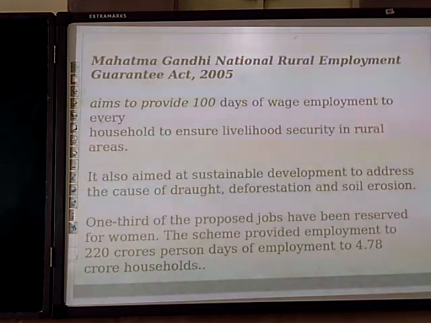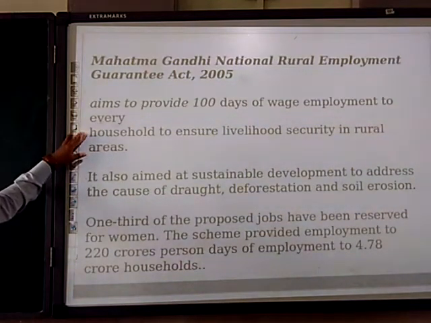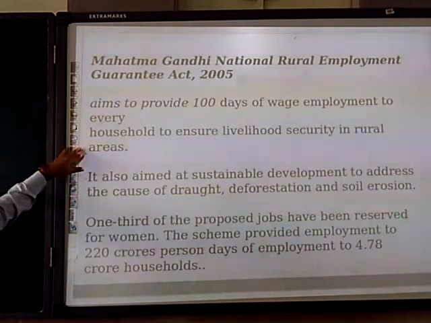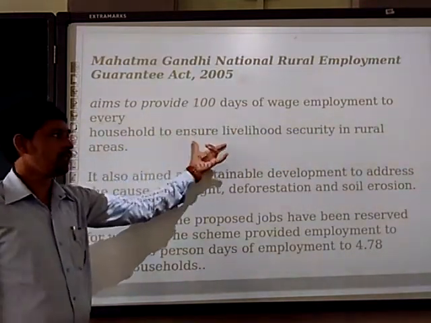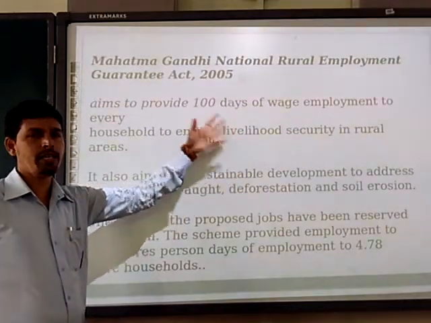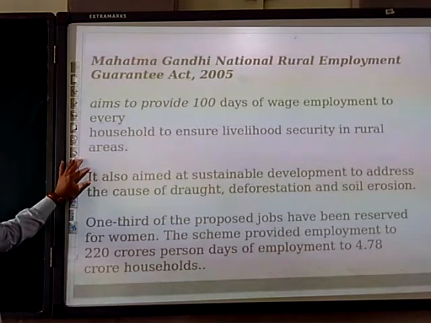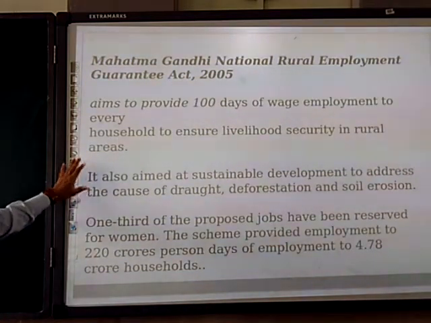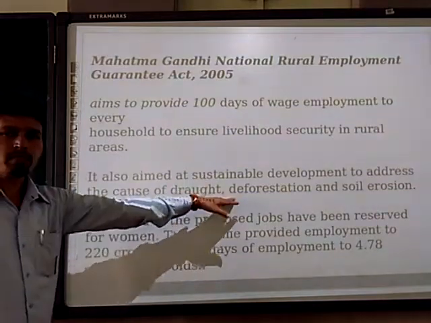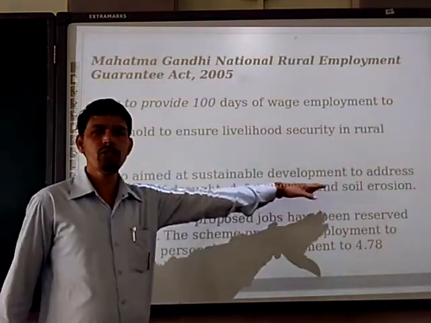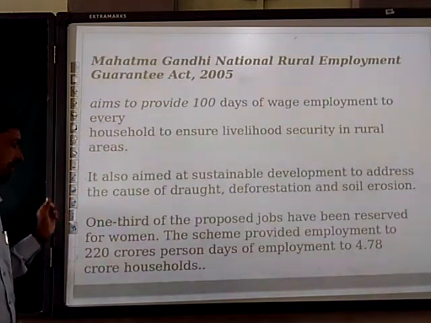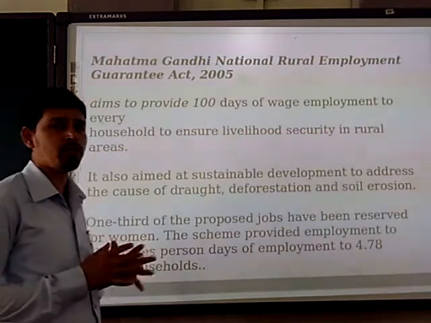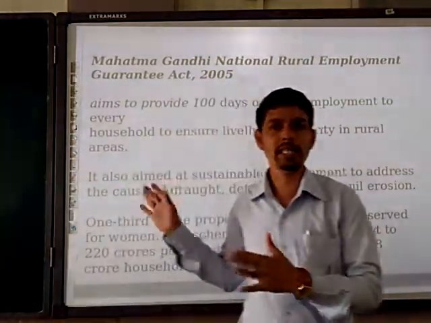The aim of this scheme is to provide 100 days of wage employment to every household to ensure livelihood security in the rural areas. First, 100 days of wage employment plus security for their livelihood in rural areas. It also aims at sustainable development to address the causes of drought, deforestation and soil erosion. One third of the proposed jobs have been reserved for women. That means one third of the jobs are reserved for women in this scheme.